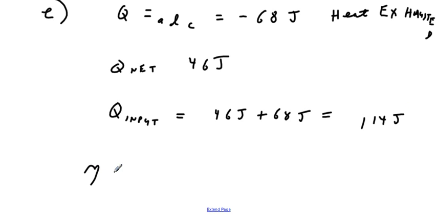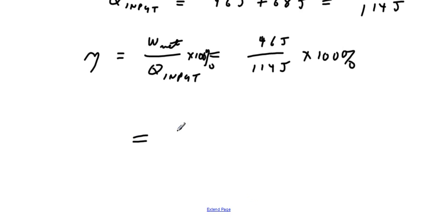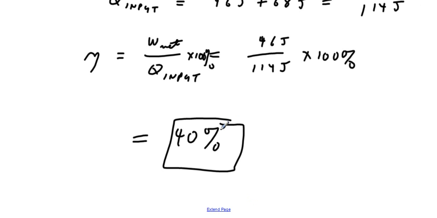Efficiency is going to be work net divided by Q input. Work net 46 joules divided by 114 joules, times 100%. And that's going to leave us an efficiency of about 40%. Well, it's about time we made it through problem number 40. 48 is next.